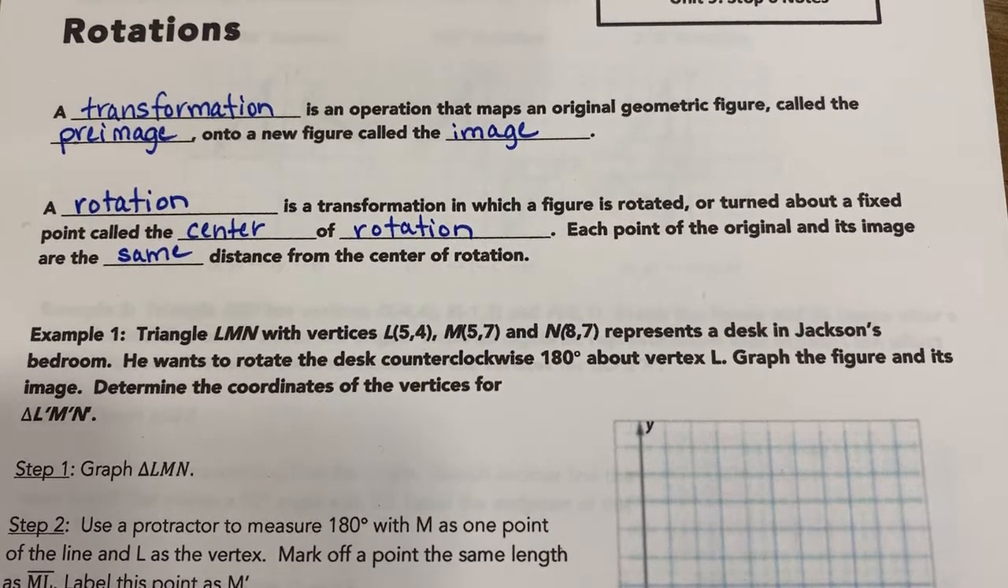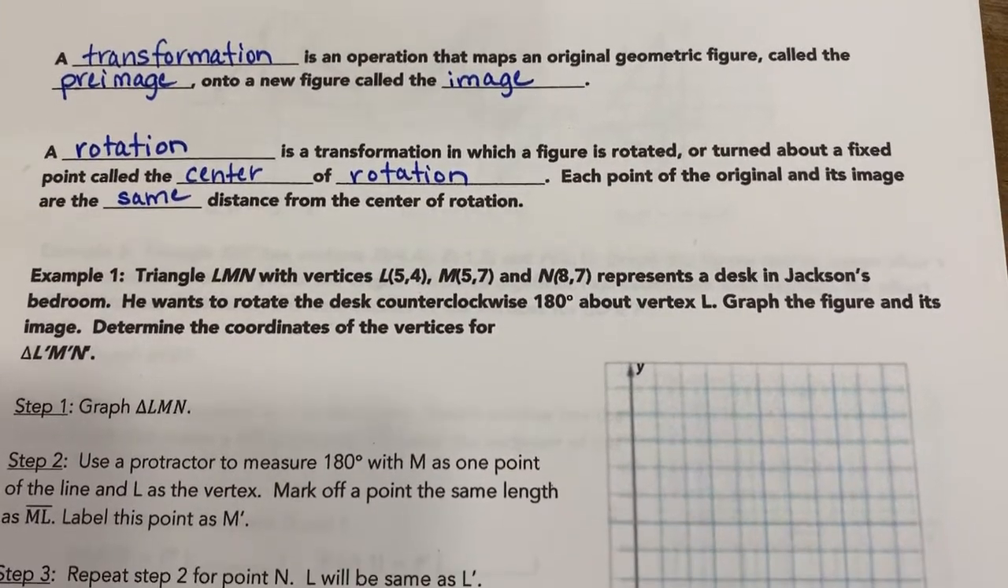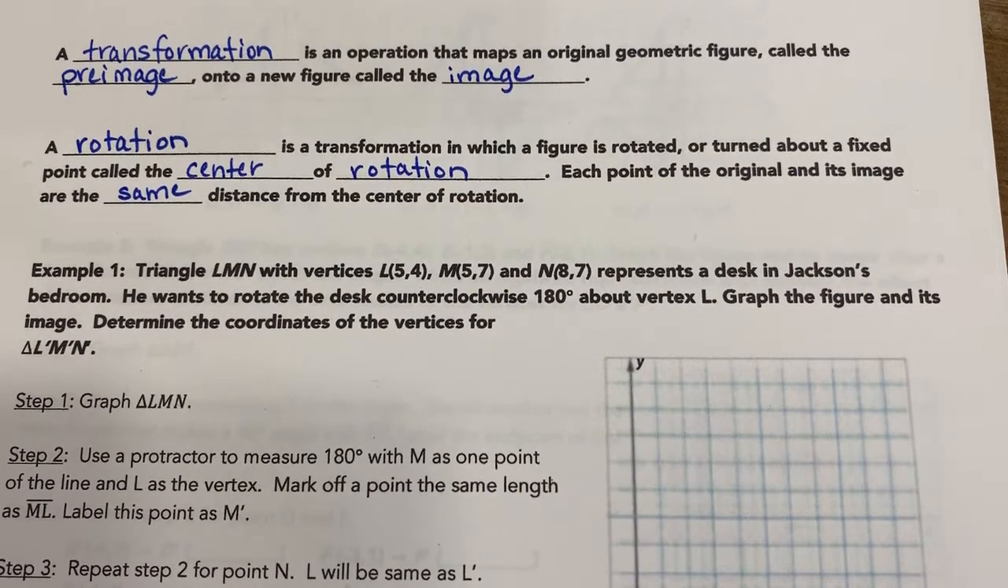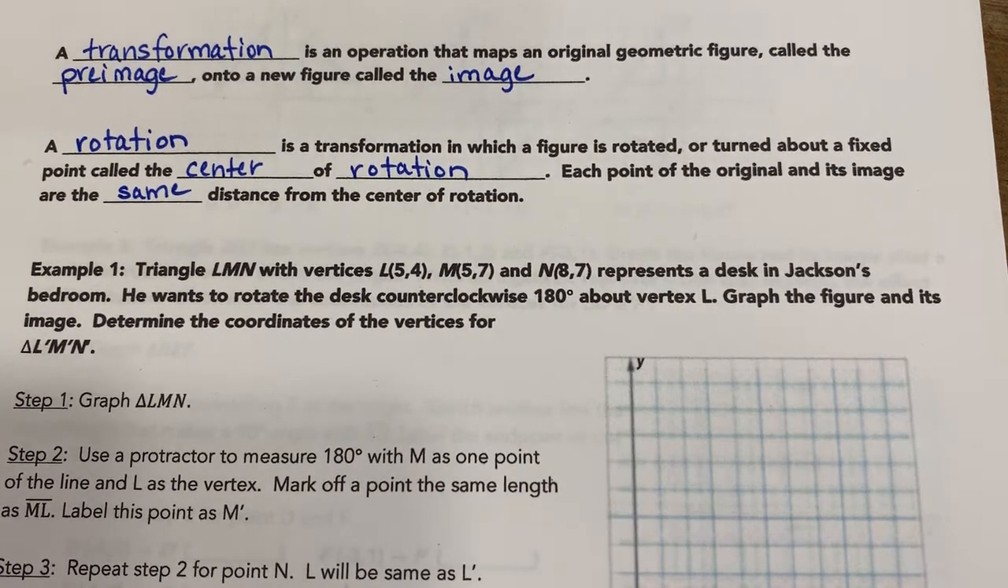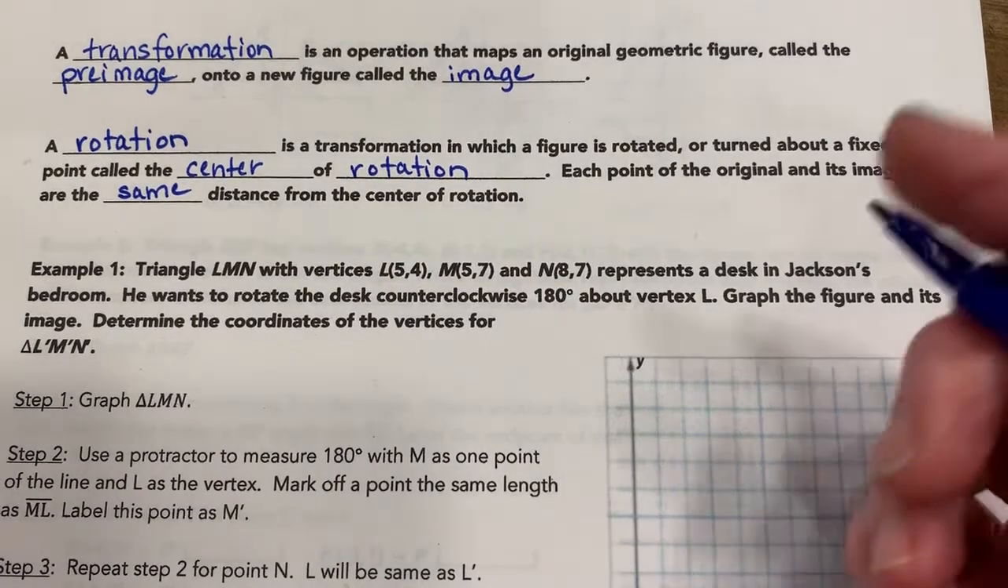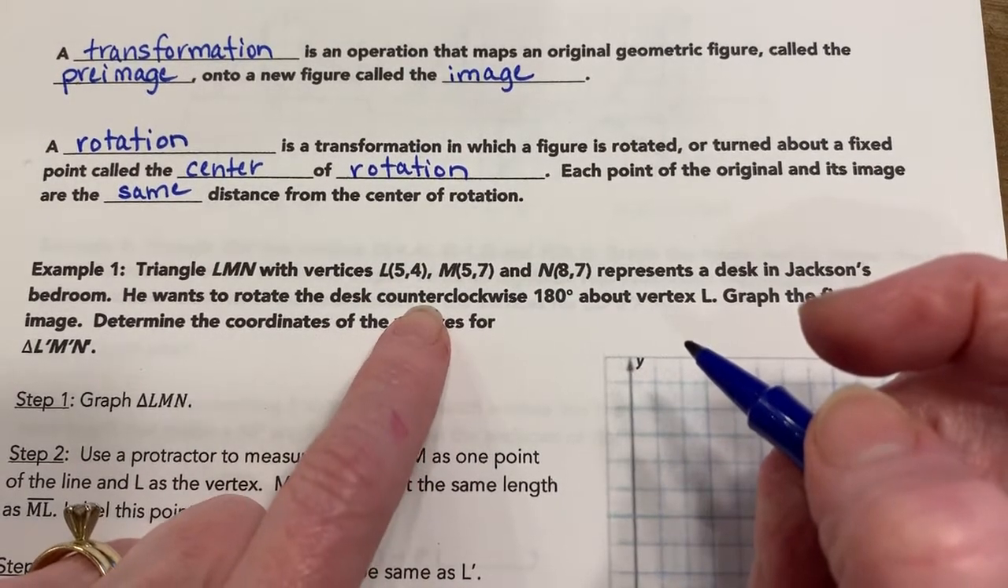Example 1 says triangle LMN with vertices L(5,4), M(5,7), and N(8,7) represent a desk in Jackson's bedroom. He wants to rotate the desk counterclockwise 180 degrees about vertex L. Graph the figure and its image. Determine the coordinates of the vertices for triangle L prime, M prime, N prime.